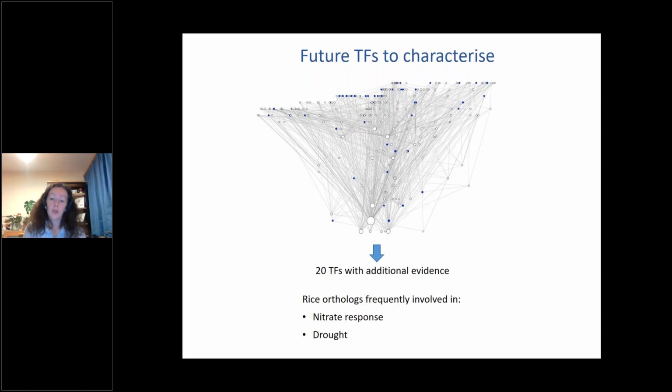And interestingly, the Rice orthologs, which we also used ortholog information to help us prioritize, were frequently involved in nitrate response and in drought responses. And this makes sense because we would expect that senescence may also involve nutrient remobilization, including nitrogen remobilization. This could perhaps be annotated as nitrate responses. And we also are not too surprised about the drought response link because it's known that in some environmental conditions, delaying senescence can improve drought tolerance. So this is an interesting angle to follow up in the future.